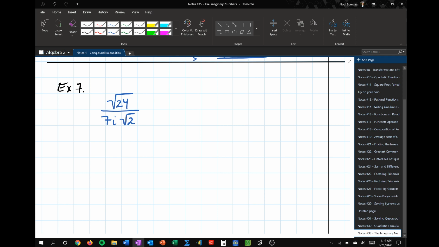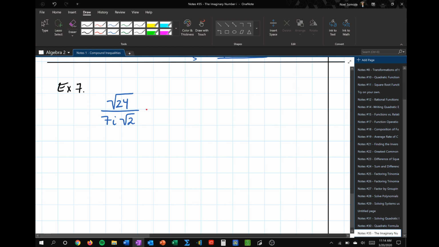All right. So now my problem is that I have an i in the denominator, so I need to find a way to get rid of it. If I have an i in the denominator, I need to multiply the entire fraction by my denominator. So that means we multiply top and bottom by 7i radical 2 all over 7i radical 2.